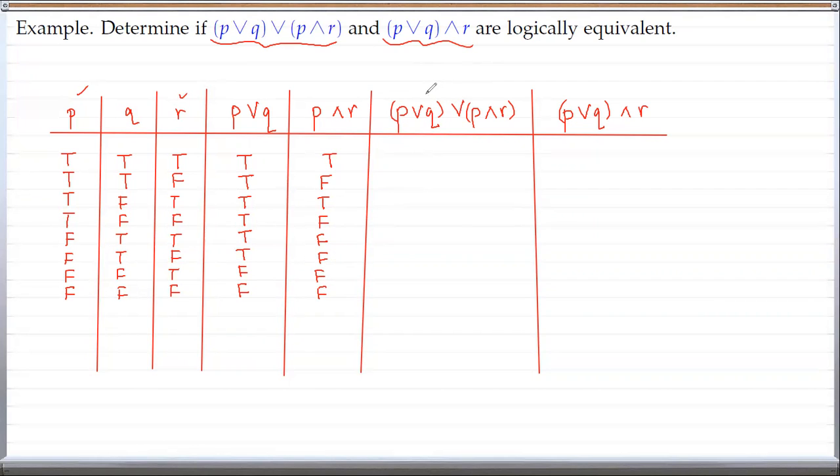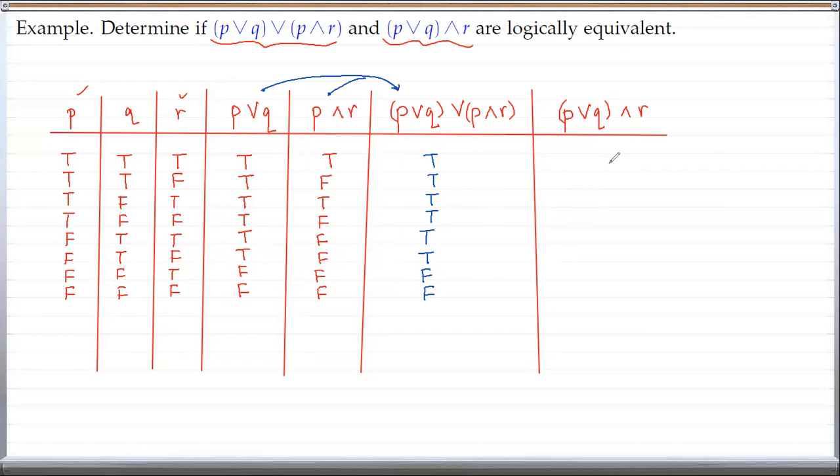Now we are ready to calculate this column. This column is simply this column and this column combined with OR. So we have true or true. So this will be true. We have true or false. This will be true. True or true is true. True or false is true. True or false is true. True or false is true. False or false, we have false, and the last one is also false. So these are the truth values for the first expression.